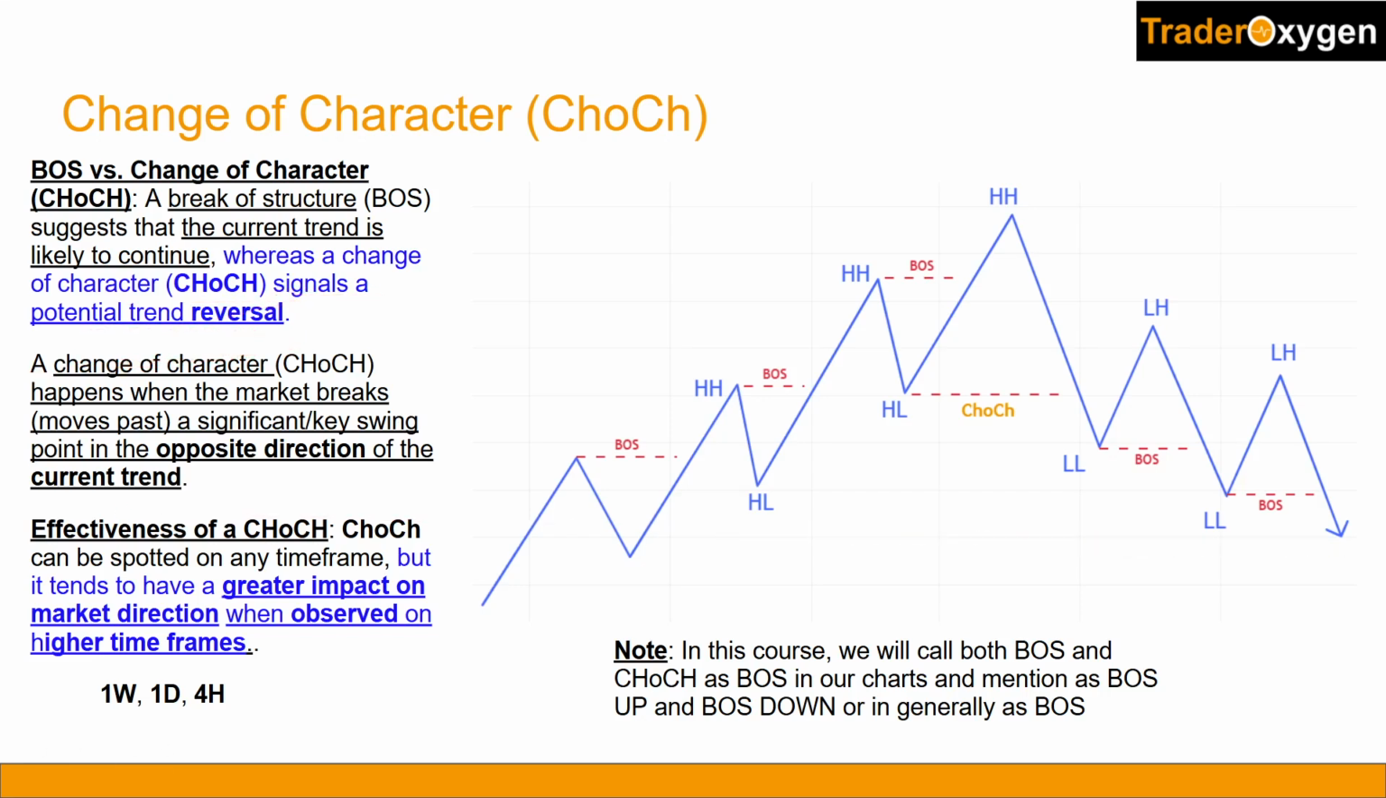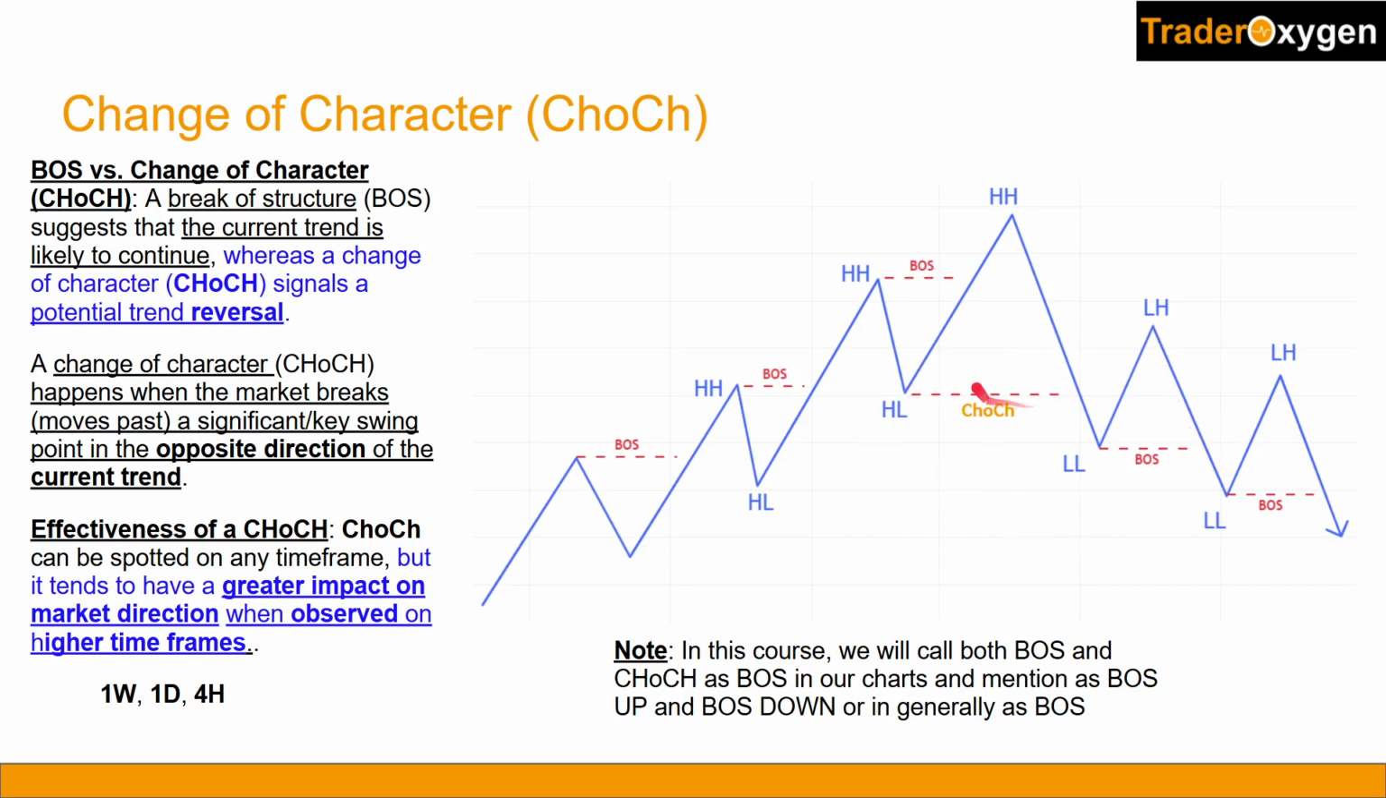What does that mean? A break of structure indicates the current trend is continuing. But if you see a change of character, it means the trend will potentially reverse. See, the uptrend after the change of character has been reversed into a downtrend.